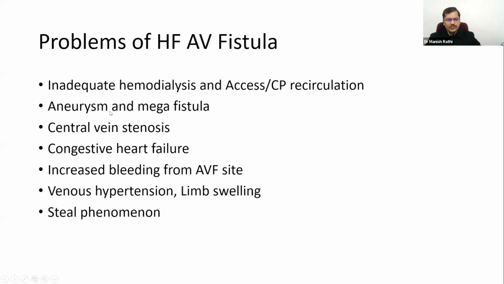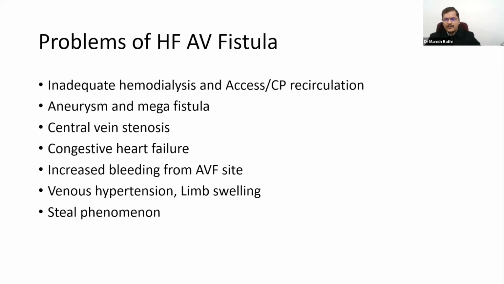Then there can be a dilated tortuous fistula, like I have shown before. There can be aneurysm dilatation, megafistula, and it can result in distal stenosis in the veins, central vein, or in the arch. Then another problem is high output cardiac failure, because most of the flow is going to the fistula, and the heart is then accommodating itself to pump the blood to other organs, and this results in high output cardiac failure.